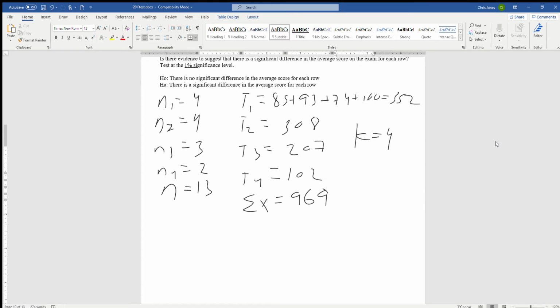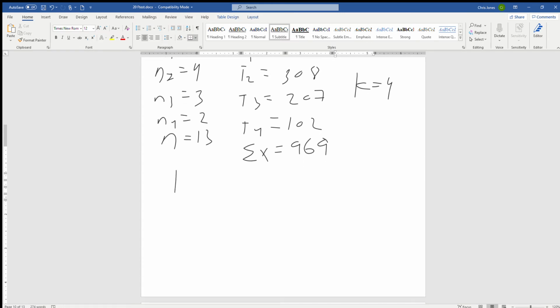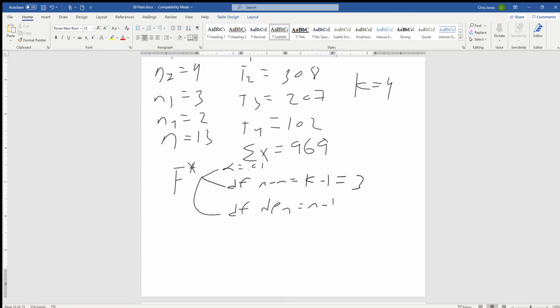And then finally, to find our F critical, we have alpha, which is 0.01. We have degrees of freedom in the numerator, which is K minus 1, which is 3. And then finally, we have degrees of freedom in the denominator, which is N minus K. 13 minus 4 is 9.